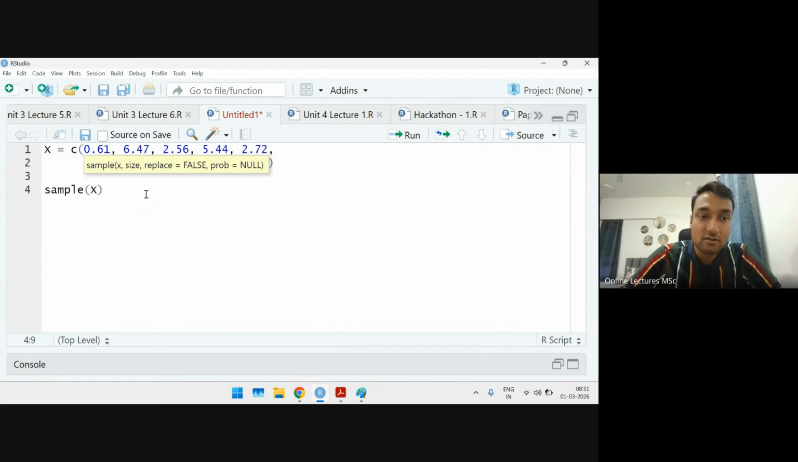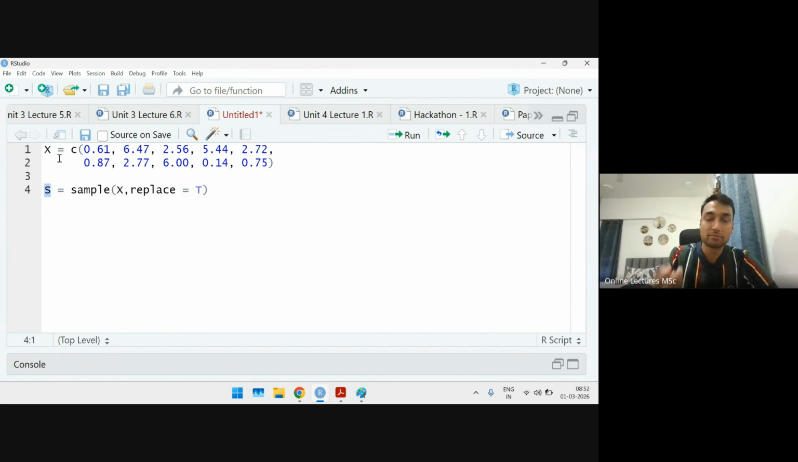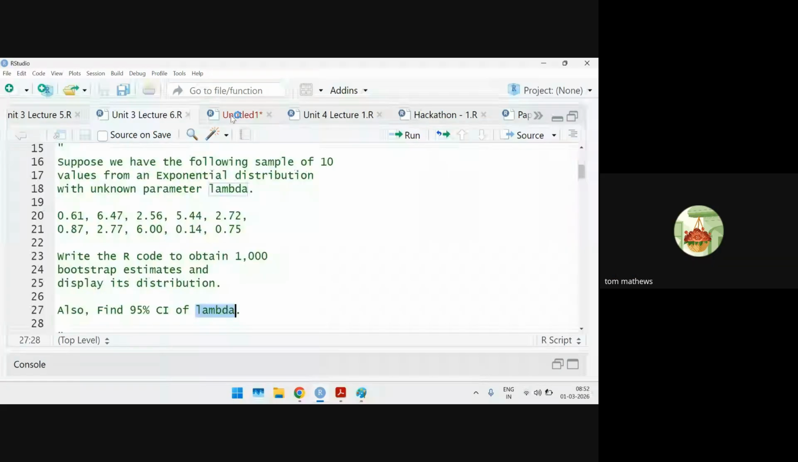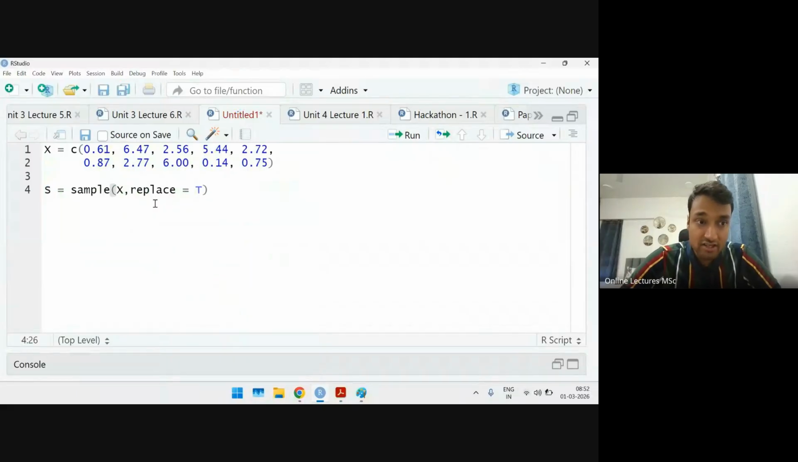X. The size of the sample will be equal to the size of your original sample, so even if you don't write anything, that's completely fine. Since it is with replacement, I will write replace equal to TRUE. Let's say this sample is S. Now, once I have the sample, what do I have to do with it? What is the parameter I want to estimate? Mu. No, it's lambda. Lambda, yes. Correct. So is there a relationship between lambda and X size?